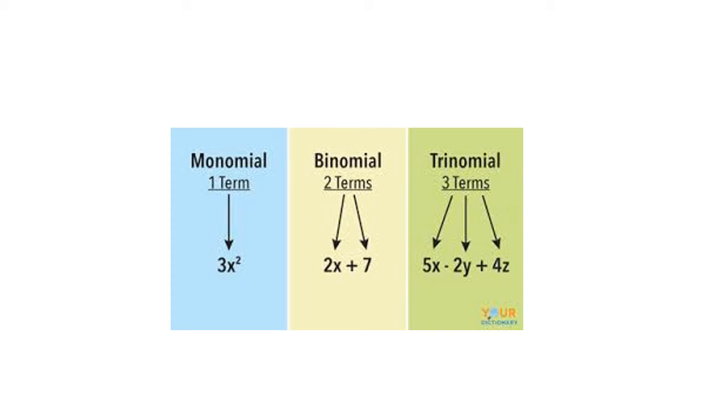For example, see here 3x square. This 3x square is only one term, so it is called a monomial. In a binomial there are two terms, like 2x and 7. And here you have three terms, 5x, 2y and 4z, so it is called a trinomial. Now let us proceed further and try to solve the actual exercise.